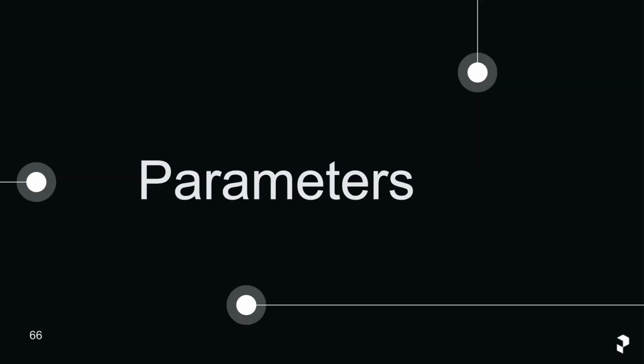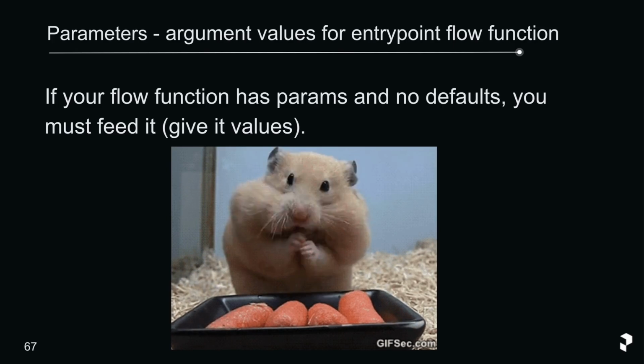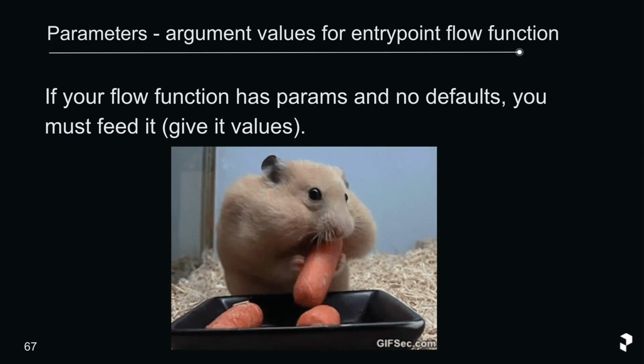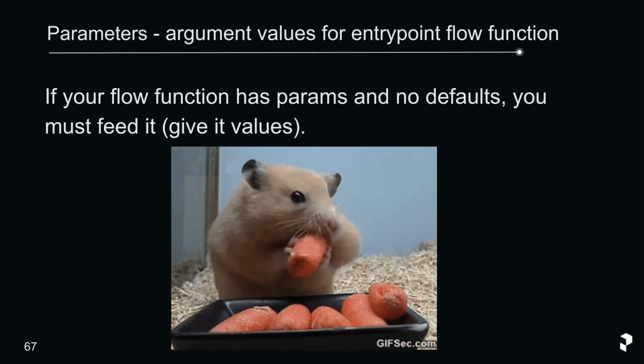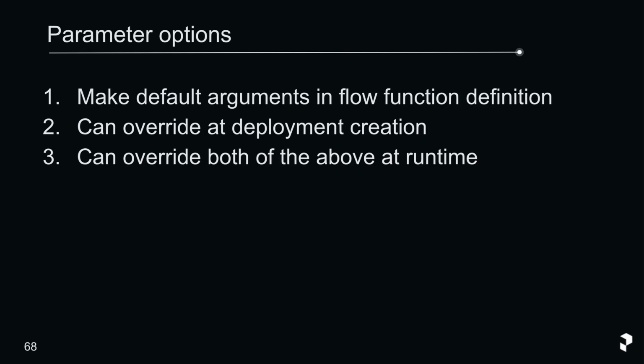All right, parameters. If your flow function has parameters and no defaults, you have to give it values. There's a few different options for specifying parameters. For the first one, you can make default arguments in the flow function definition. Alternatively, you can override them at the deployment creation, or you can override both of them at runtime if you want. So parameters in general, they're dynamic. They can be passed in at runtime.